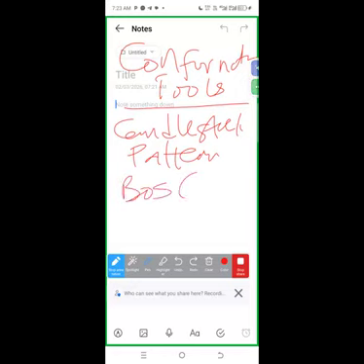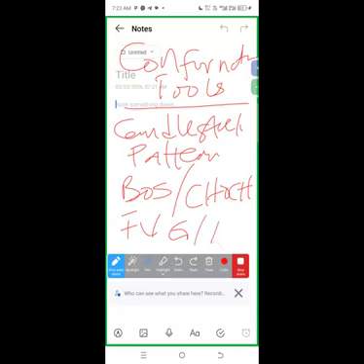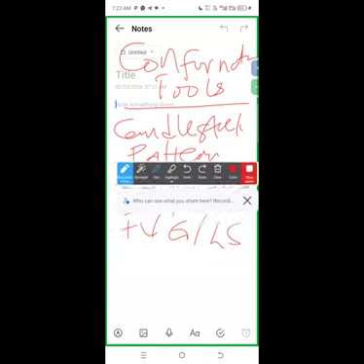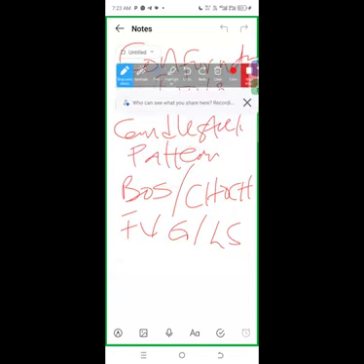Then, BOS, that is break of structure, change of character. Very good. And then fair value gap. Yes, fair value gap. So just these three, or we can also add liquidity sweep. Liquidity sweep. That is for confirmational entries in the market.